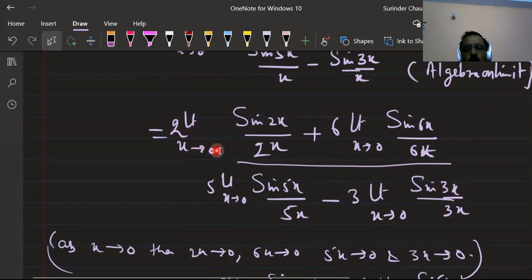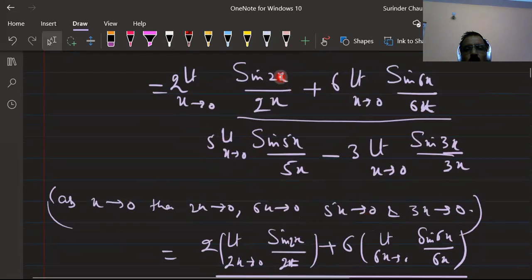Now we have limit x approaches 0 of sin 2x upon 2x, plus 6 times limit x to 0 of sin 6x upon 6x, upon 5 times limit x to 0 of sin 5x upon 5x, minus 3 times limit x to 0 of sin 3x upon 3x. As x approaches 0, if you multiply a very small number by any finite number, it will remain very small. Therefore, 2x, 6x, 5x and 3x will also approach 0.